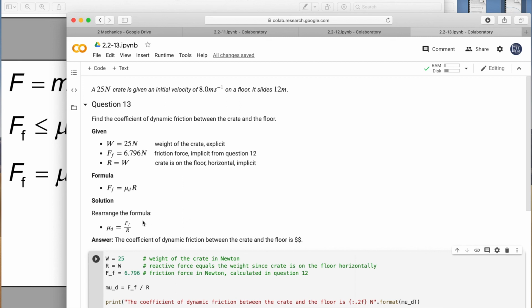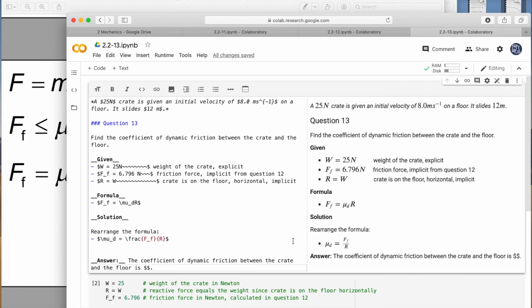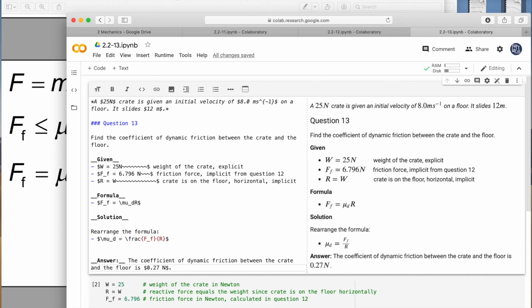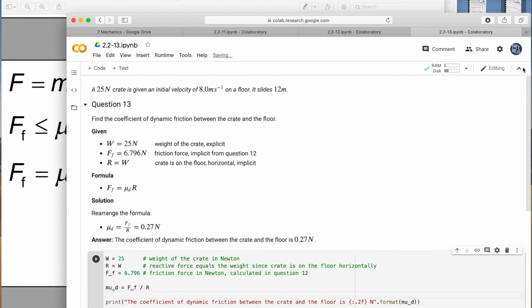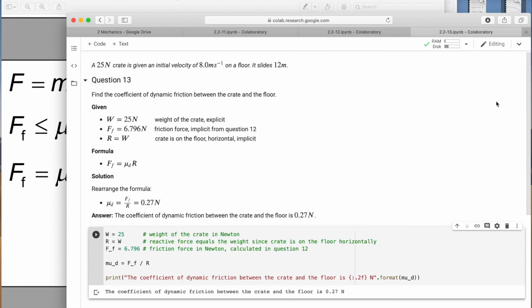Here we are. Put in here 0.27. And put in here as well. Equals 0.27. And we have question 13 answered as well.